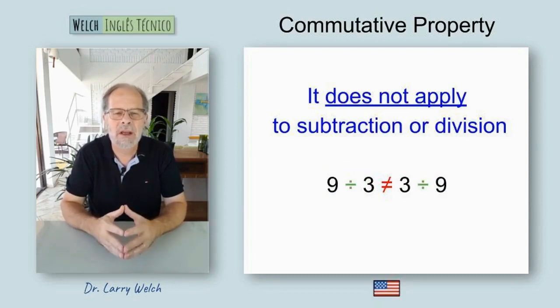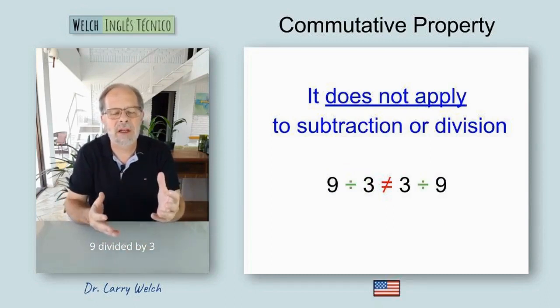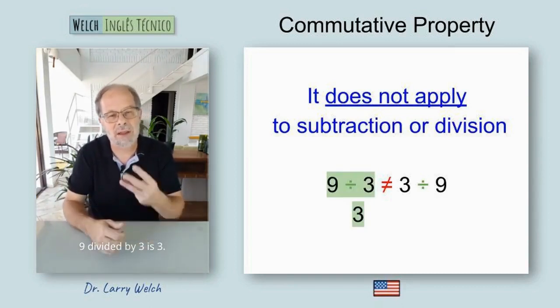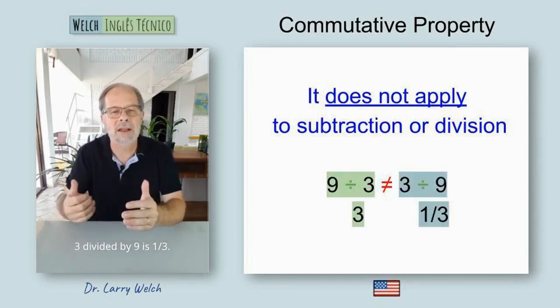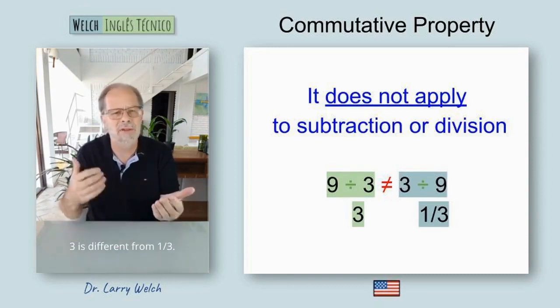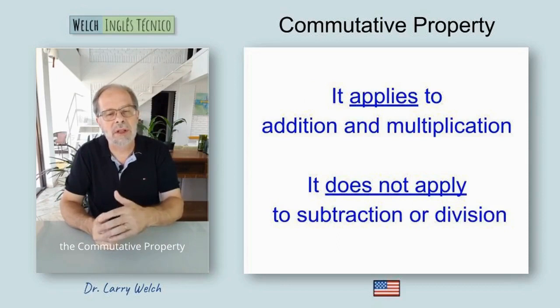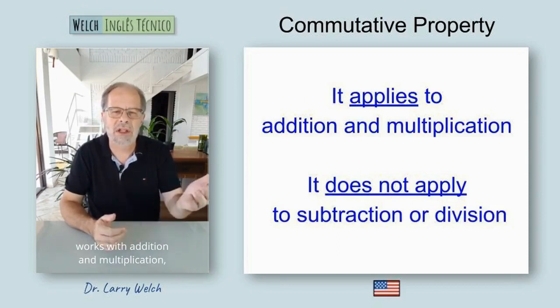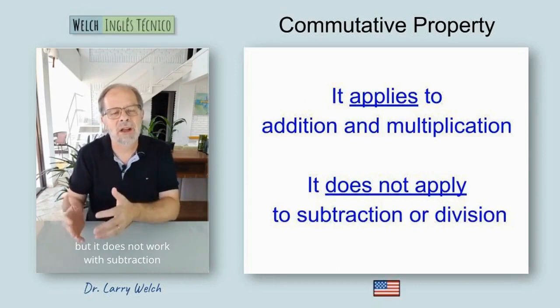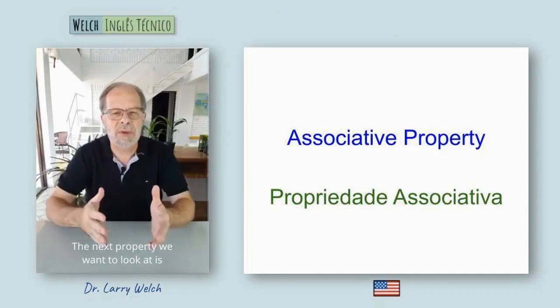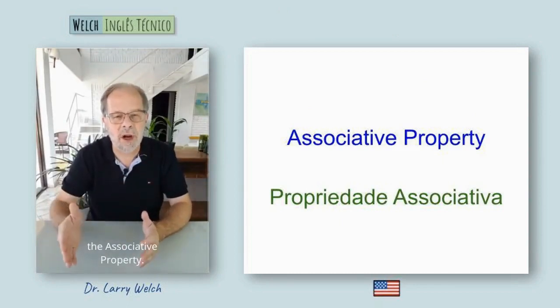Also with division. 9 divided by 3 is not the same thing as 3 divided by 9. 9 divided by 3 is 3. 3 divided by 9 is 1/3. 3 is different from 1/3, so these are different. It doesn't work. So that shows that the commutative property works with addition and multiplication, but it does not work with subtraction or division.